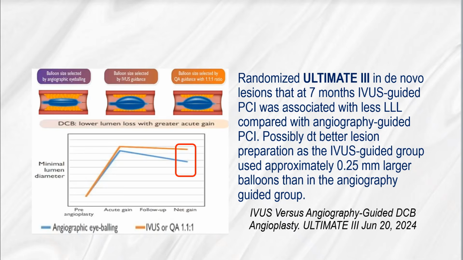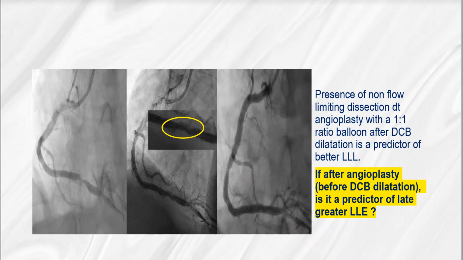In this recent ULTIMATE III trial, at 7 months follow-up, IVUS guided PCI was associated with less late lumen loss compared with angiography guided PCI. A possible explanation is that preparation in the IVUS guided group used approximately larger balloons than in the angiographically guided group. Most probably, this is also applicable if a non-flow limiting dissection is present after angioplasty before drug-coated balloon dilatation, not just after.